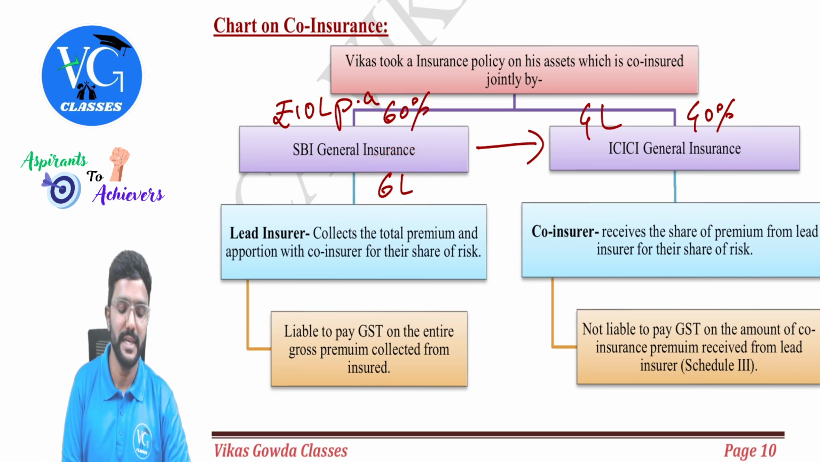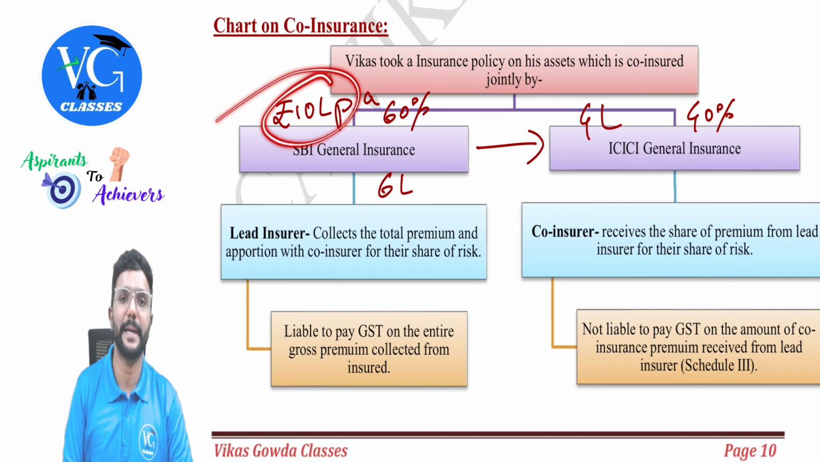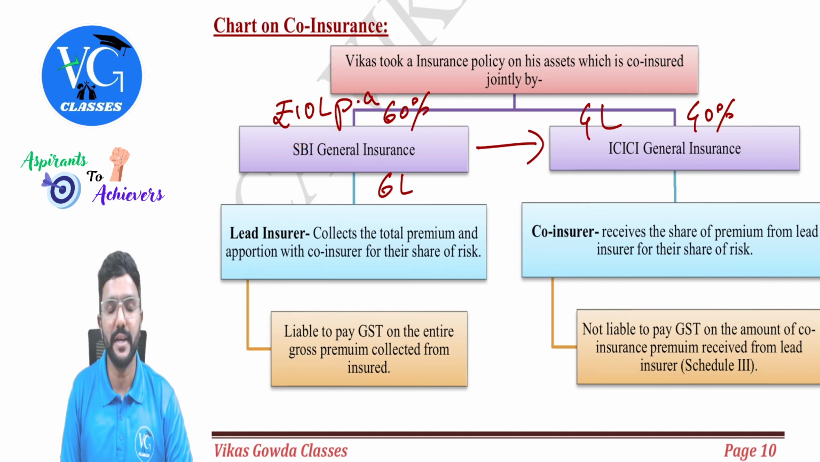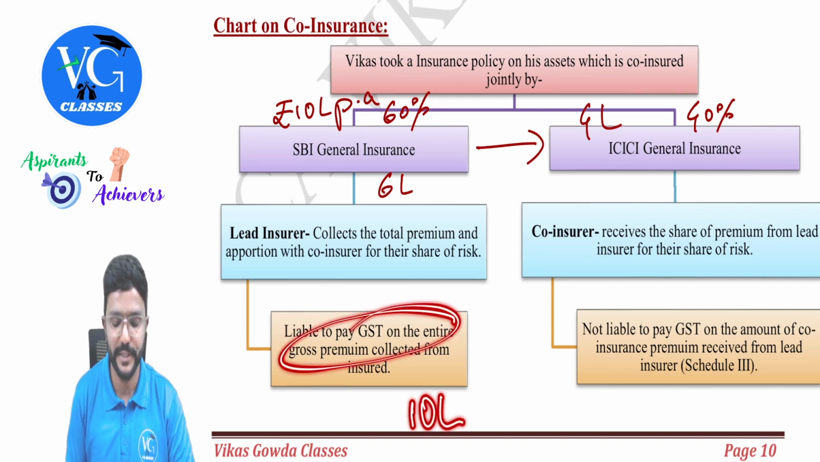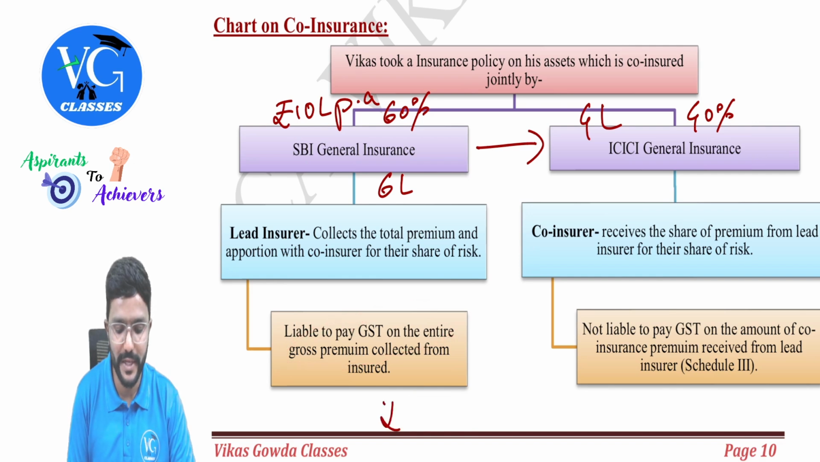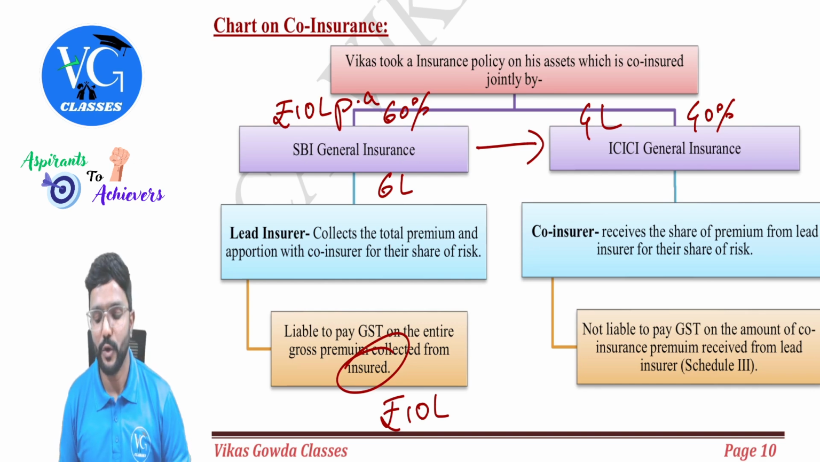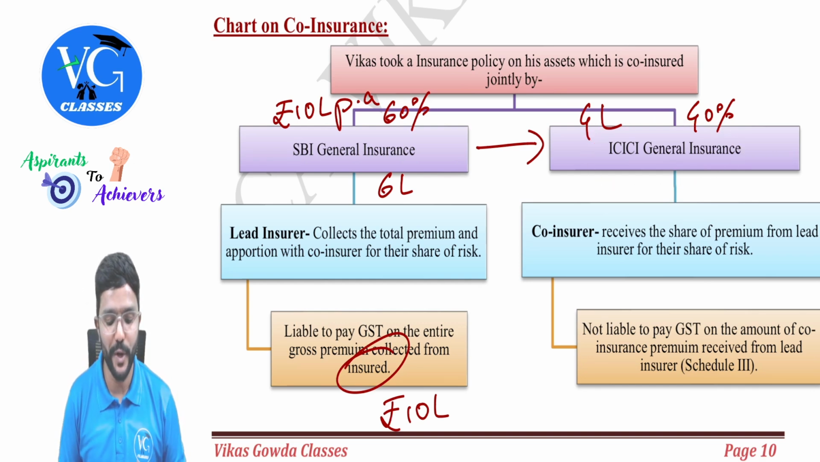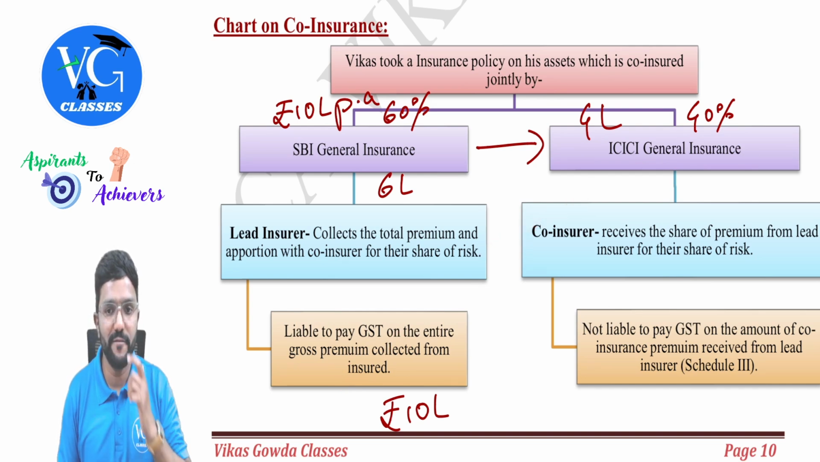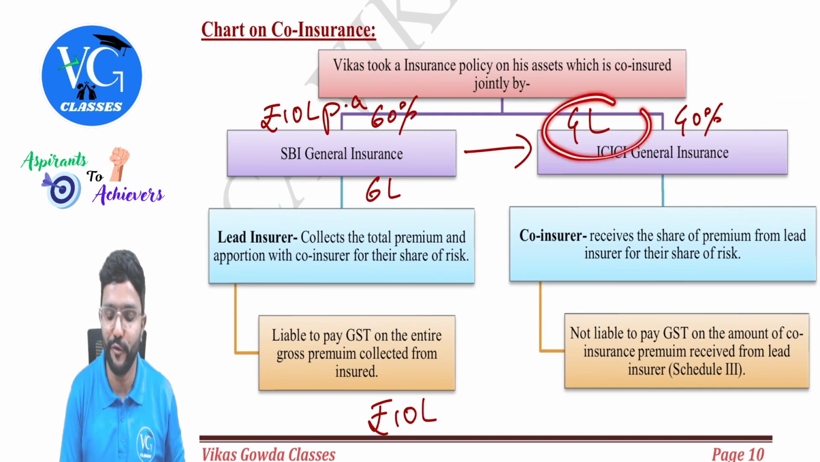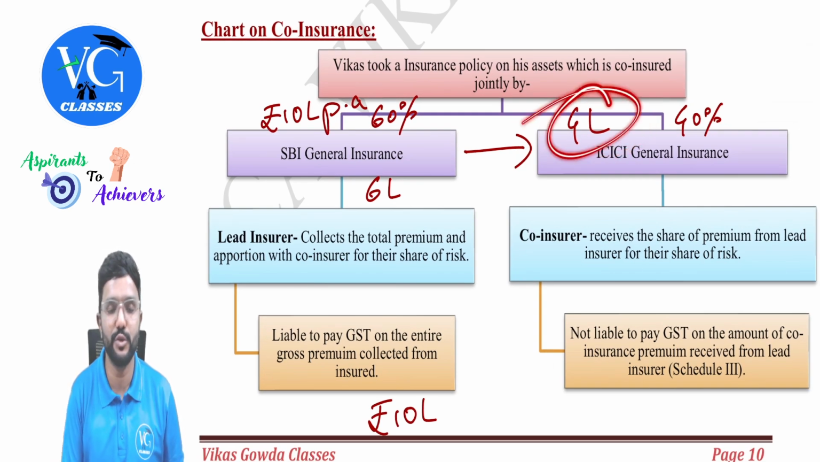But under GST, as they are the lead insurer, they have to pay GST on the entire 10 lakh. They are liable to pay GST on the entire gross premium, which is 10 lakh. Who has to pay? SBI, who is the lead insurer in my example. Whereas this person is called the co-insurer. The co-insurer receives the share of premium from the lead insurer for their share of risk, which is 4 lakh in my example. And on 4 lakh, should they pay GST?